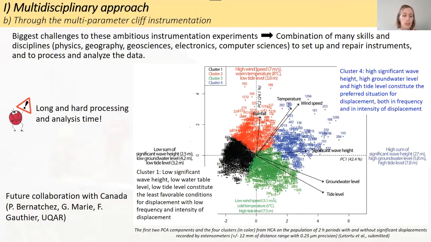Future collaboration with Canadian colleagues is planned for 2022 in order to transpose a part of our instrumentation there. The aims are to make progress in data analysis together and to compare results between both sides.